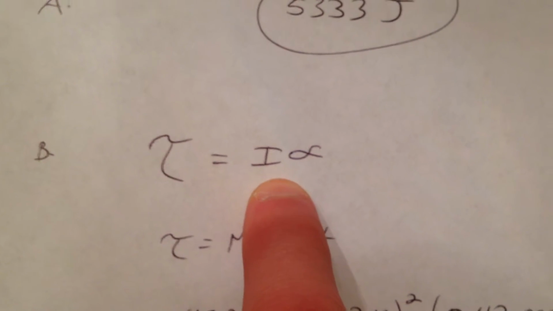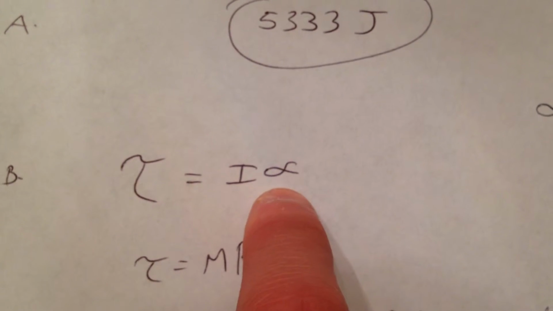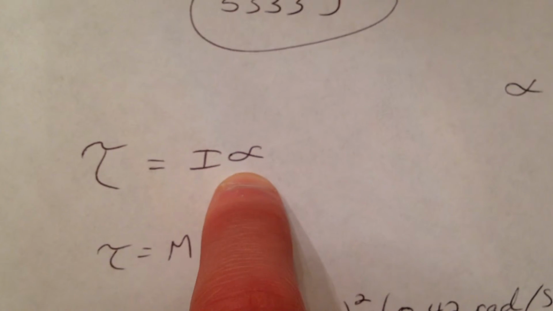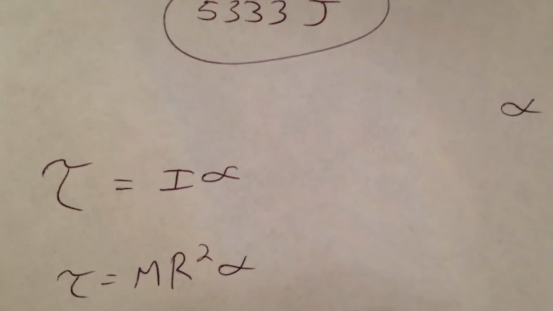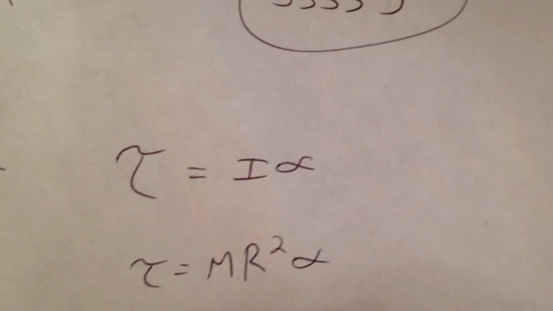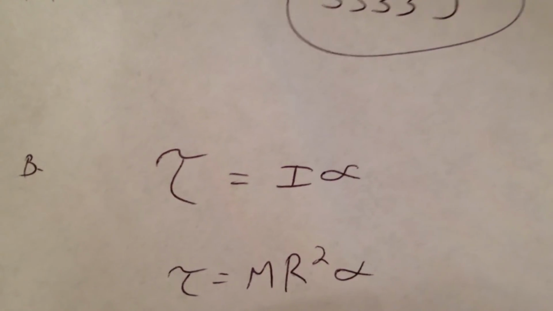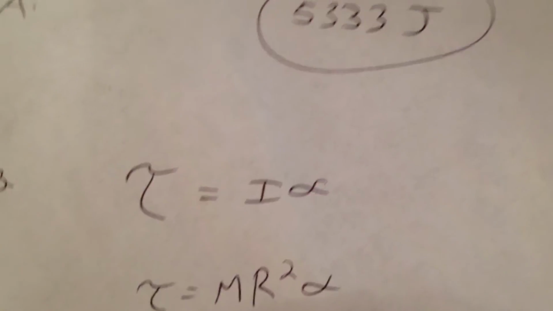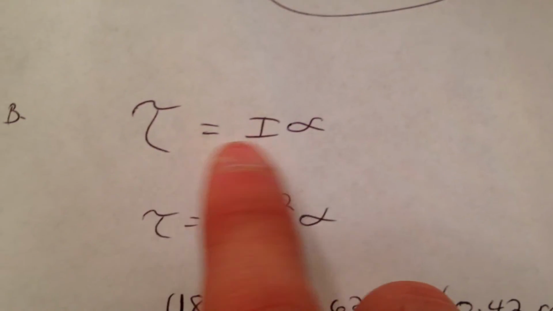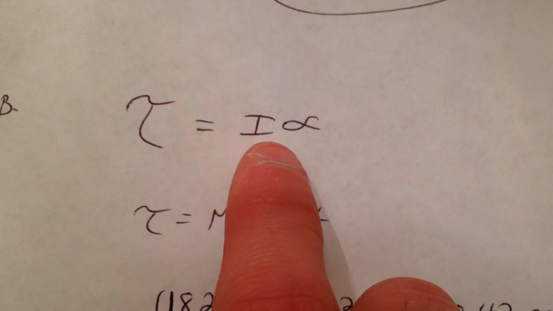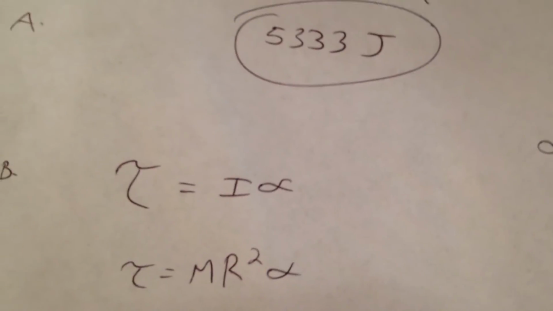Okay, so I know that this equation can be used, and this equation is always applicable because in order for this equation to be used, the rotational inertia must be constant, and rotational inertia is always going to be constant around a fixed axis. So this equation is always applicable because the inertia is constant.